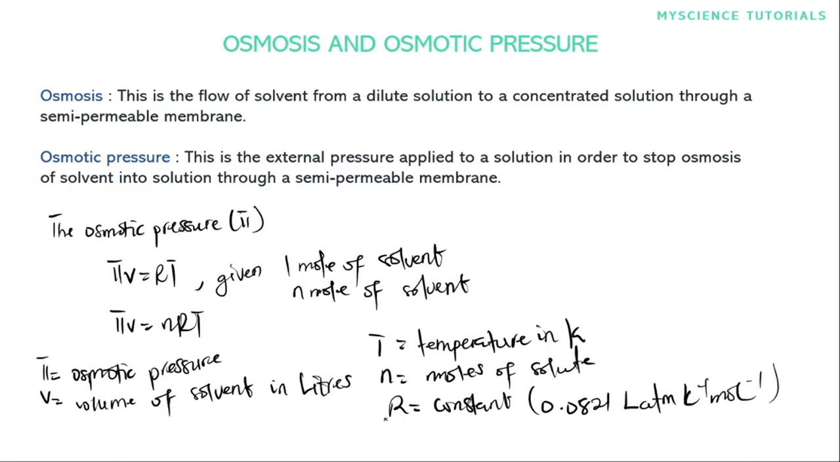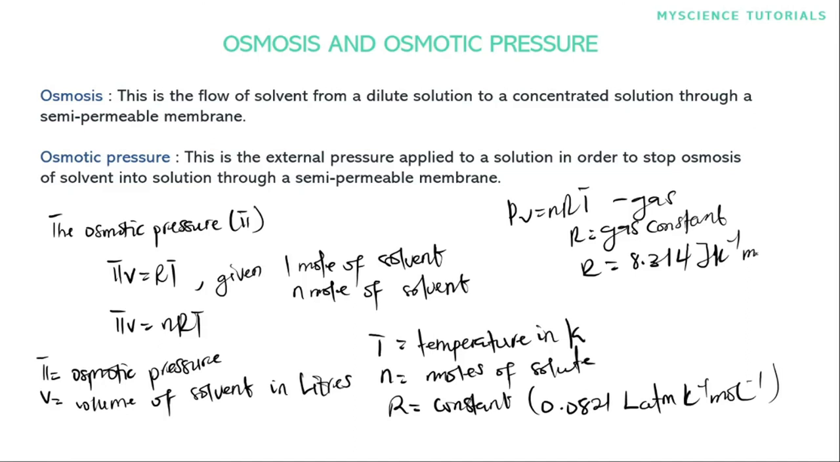Now if you are aware, we have a formula like this in gases, which is PV is equal to nRT. The R over here, which is for gases, is what we call the gas constant, and that R has a value of 8.314 joules per Kelvin per mole. Now this R is different from the R that we are using in osmotic pressure. So when you're dealing with osmotic pressure and you're writing this formula, please do not use this gas constant R. If it is not given in the question, you need to know that the value is 0.0821 liters atmosphere per Kelvin per mole, so that you do not get your computation wrong.